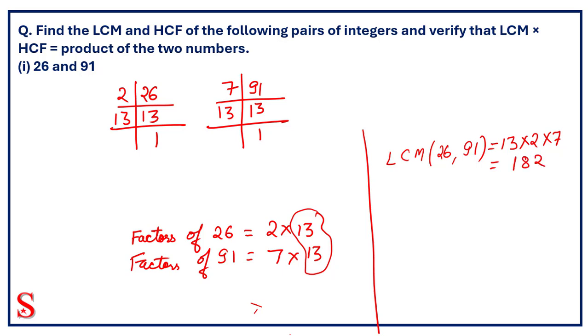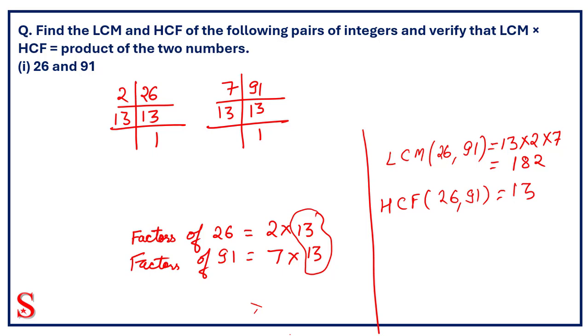Now we have to find out the HCF as well. So HCF of 26 and 91 is what? What is the common factor? 13. That would be the HCF. Now in the question, if you have noticed, you need to verify LCM multiply HCF equals the product of the two numbers. What does that mean? First of all, you have to find out the product of 26 and 91, right? And after that we'll multiply LCM and HCF, and we'll see whether both the results are the same or not.